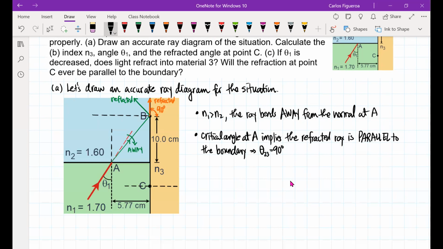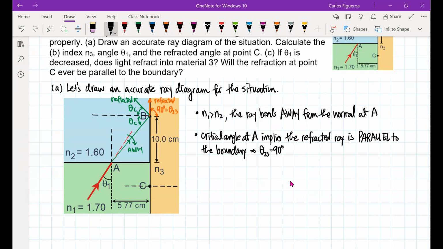Okay, so now let's start following the basic geometry here. All I know is that if this is the critical angle right here, then that guy has to be the critical angle right there. And I call this angle here θ2,3. So let's not get into the problem solving just yet. Let's just make a good ray diagram here.